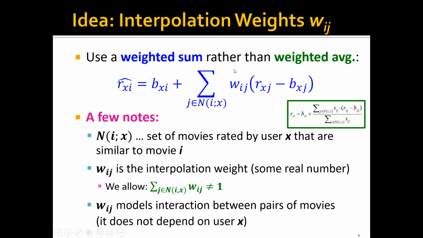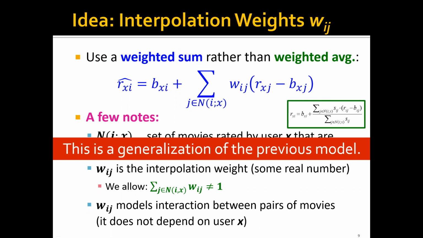But what's different is that now the weight here replaces the similarity metric, and the weight wij is what we call the interpolation weight. This is just some real numbers, and we allow the sum of the weights in the same neighborhood to be not equal to one. This wij models the interaction between pairs of movies, and it doesn't depend on user x. So effectively, it's shared across different users. We can see that this is a generalization of the previous model, since wij is now more flexible than before.